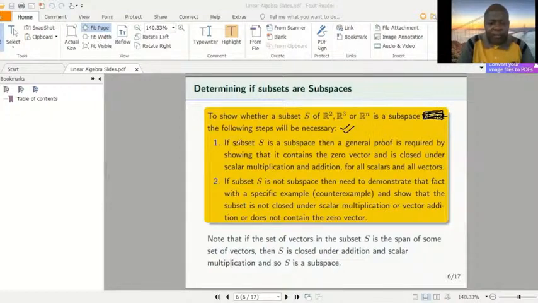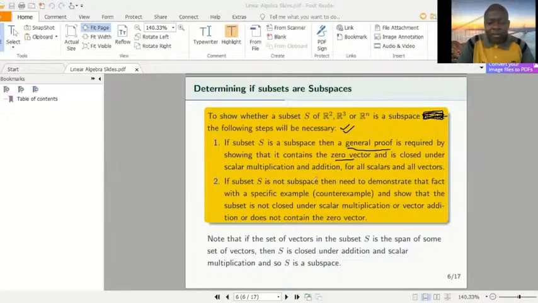The first step: if S is a subspace, then the way we did for the vector space, you need a general proof, where you're not using a specific example. You remember that. So you need to show a general proof by showing that it contains the zero vector, is closed under addition, and is also closed under scalar multiplication. So you just show a general proof if it is a subspace.